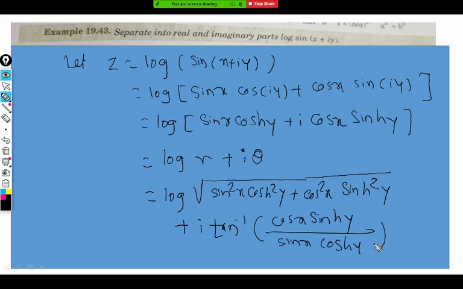And last step now, we require a real and imaginary part. Hence the real part is this one and the imaginary part is tan inverse of cot x into tanh y. That's one. I hope you are getting it. So lastly, you should write the real part of the given complex number is this one, and the imaginary part is this one.